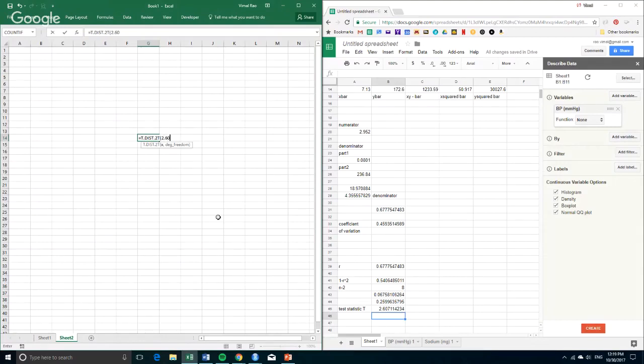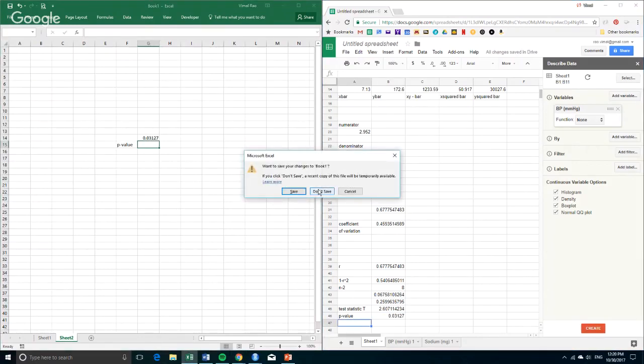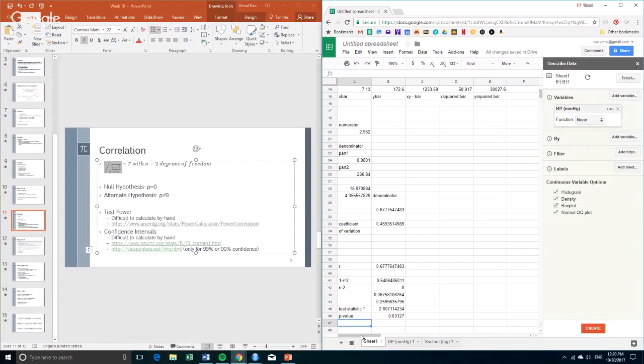My t-test statistic is 2.607114234. And again, you don't need to type in all 9 decimal places. I would do at least 4. I have 8 degrees of freedom, and Excel tells me that the probability p-value is 0.03127. Okay, now I have my p-value, which is great.